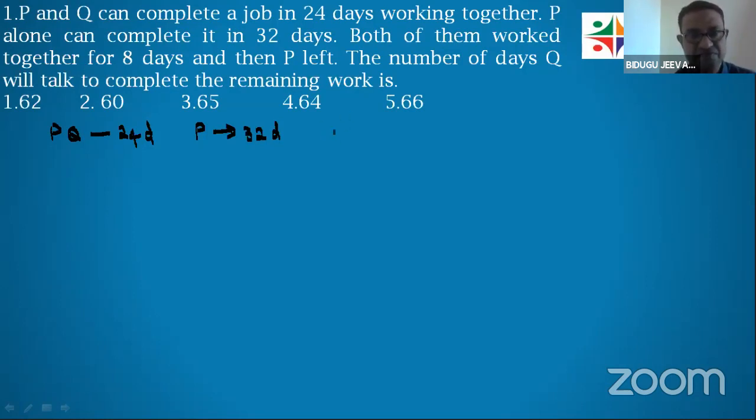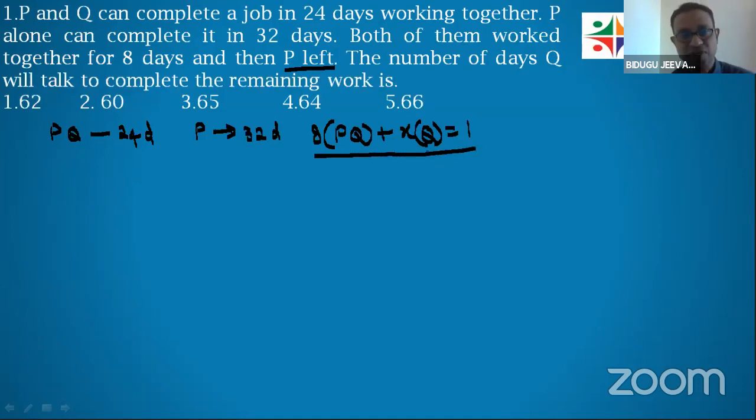Let me write the scenario. P and Q initially started the work. Both worked for 8 days and then P left. So he is not available now; only Q is. So this person worked for X days so that one work is completed. Now this equation gives clear information on what is going on. Here P and Q worked for 8 days, then P left. Q worked for some days, so one work is completed. So this gives the clear information: the number of days Q worked to complete the remaining work.